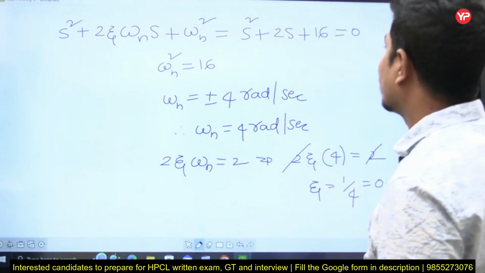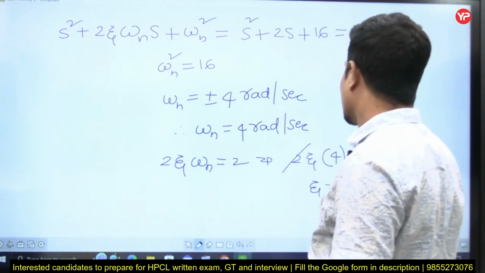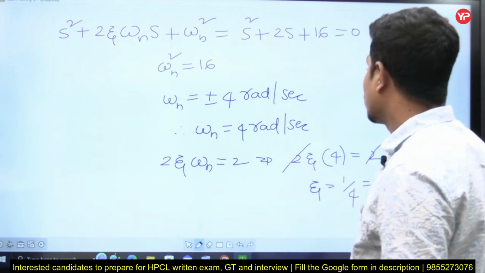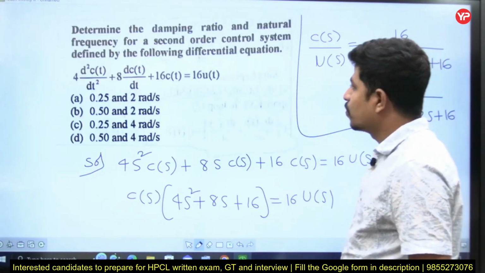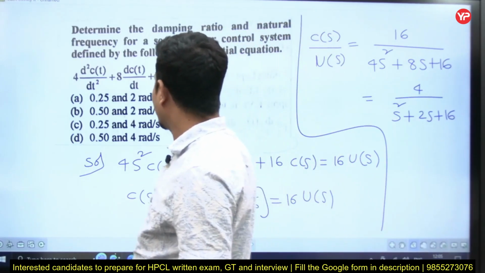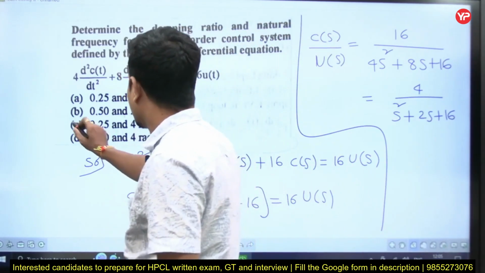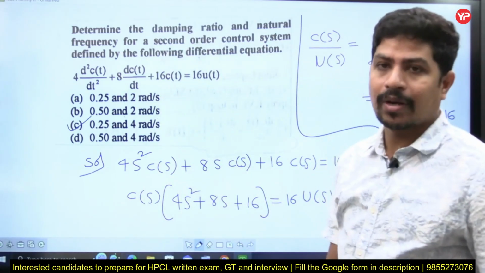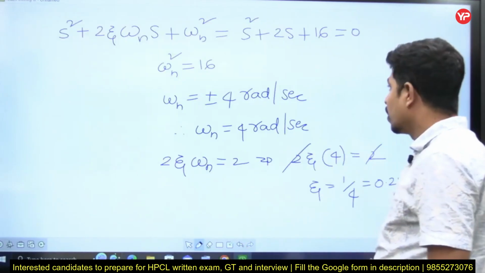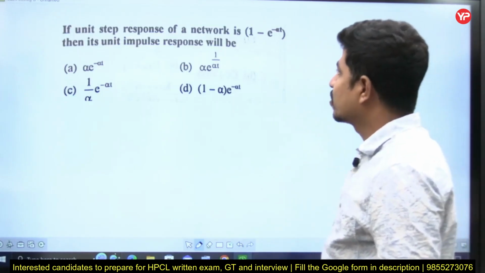Check the calculation once again. 2 zeta omega n is equal to 2, so zeta is equal to 1 by omega n, which is 1 by 4, that is 0.25. See which option is correct: 0.25 and 4. Yes, zeta is 0.25 and omega n is 4. Option C suits very well for the given question. Let's go to the next question.